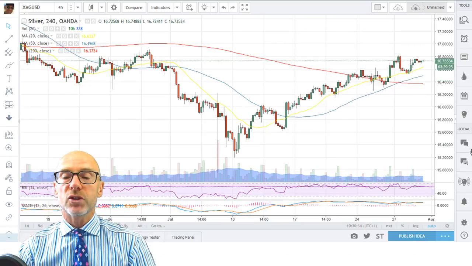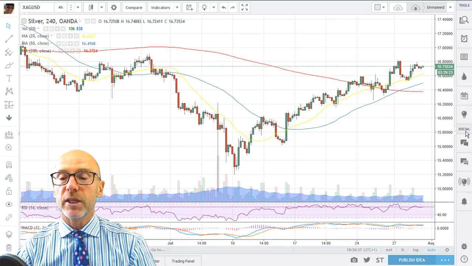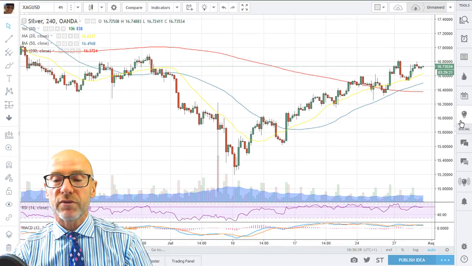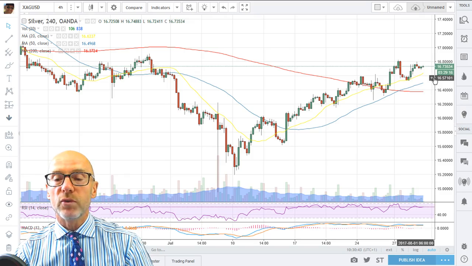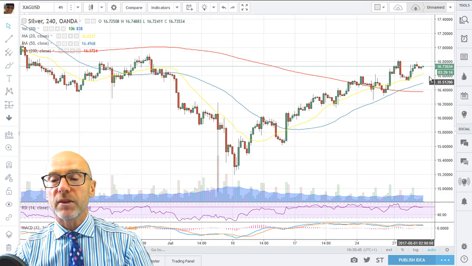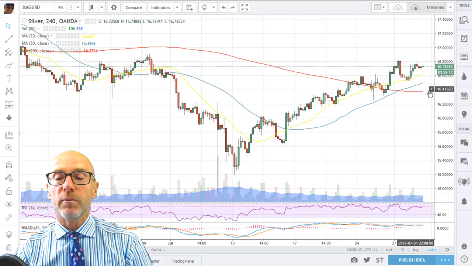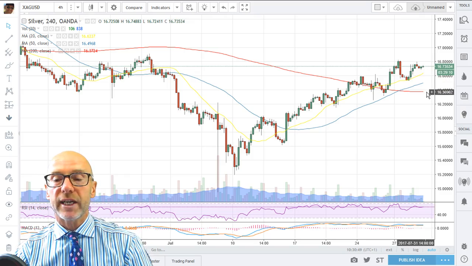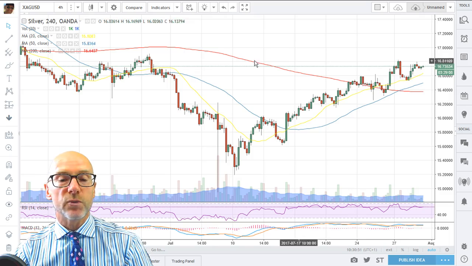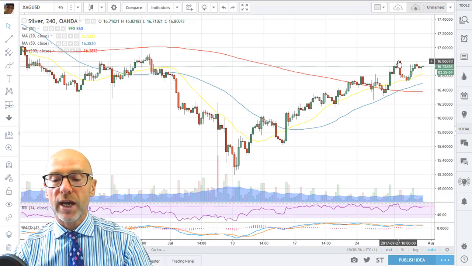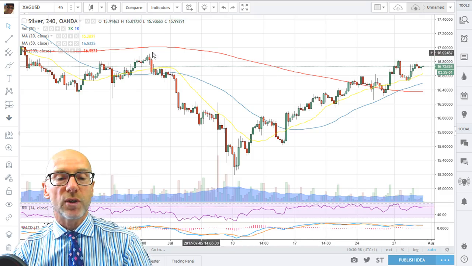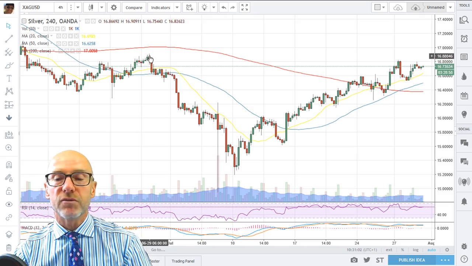Finally, moving on to the 4-hour chart, because of the progression over the last few weeks, this is quite positive. We're above all the moving averages. The 20 and the 50 are moving up, but the 200 is still tracking down. And you can see that there is a line of resistance through the highs of the 27th of July, and then also representing the highs of the 29th of June.